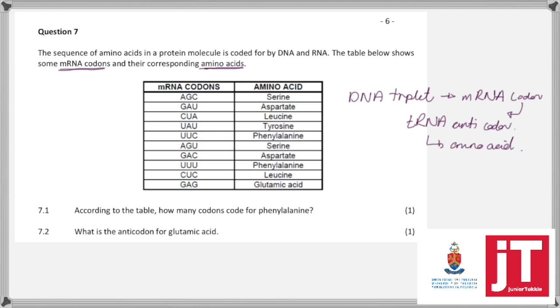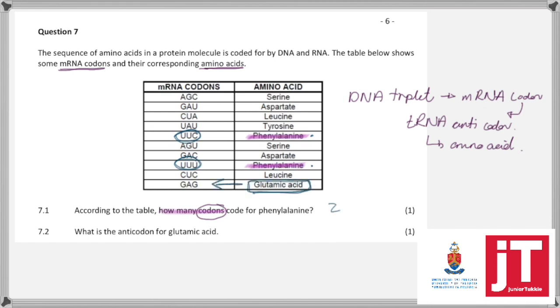Now let's have a look at question 7.1. According to the table, how many codons code for phenylalanine? Now, I know that's a difficult word to pronounce, so read it a few times, pronounce it a few times. Phenylalanine. There's my amino acid. Now, if we're looking for how many codons, we've got to go look at the amino acids first. And here we're going to see that we have our amino acid in 2 positions in this table, and each is coded for by 2 different mRNA codons. So here we have 2.